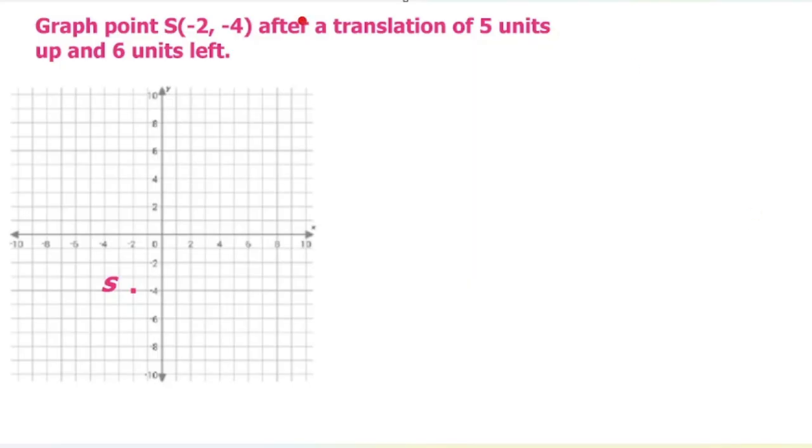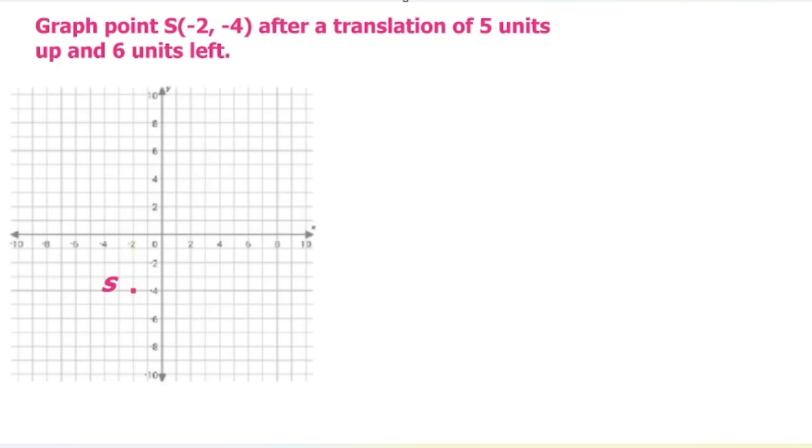So if we have a problem like this that says graph point S, which is at -2, -4, after a translation of 5 units up and 6 units left. Okay, we could see S is at -2, -4, like the problem says, okay?